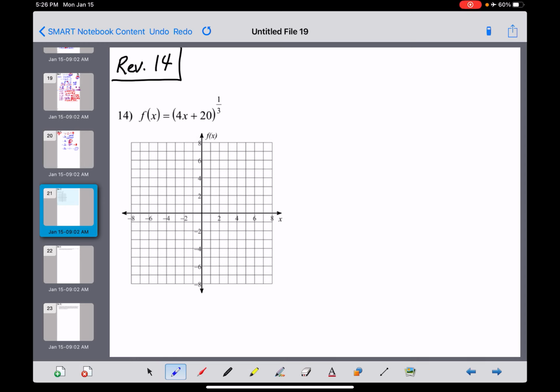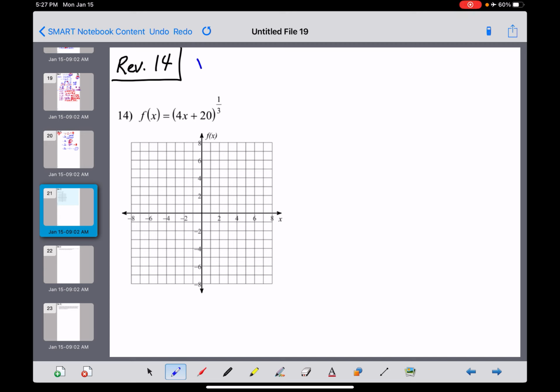Okay, so number 14 here on the review, they're asking you to do a whole bunch of stuff right here, but essentially they want us to end with a pretty decent graph of what this function looks like here. So trying to go in order of their directions, the first thing they're asking us to find is the x and y intercepts. This is something I never talk about with you guys very much, but you've definitely done it in the past.